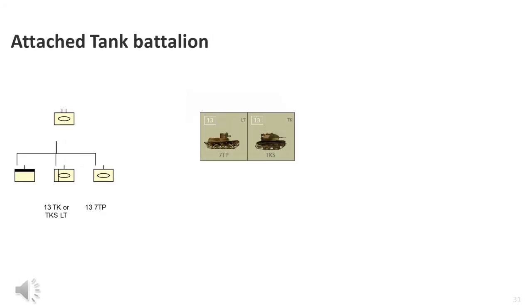The final brigade consists of a 7 TP company. Now, the 7 TP company almost certainly represented the survivors of the battalion that consisted of this particular type of medium tank, or light tank, I suppose. So this would have been an ad hoc attachment. And the 13 TKS light tanks were basically the light tanks that you would also find in the mechanised brigade.